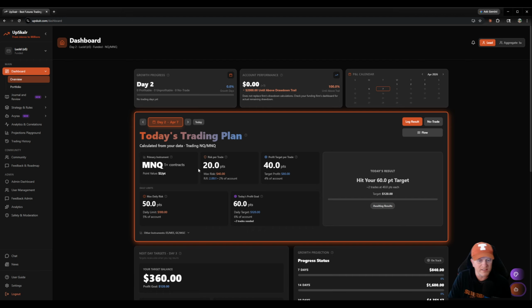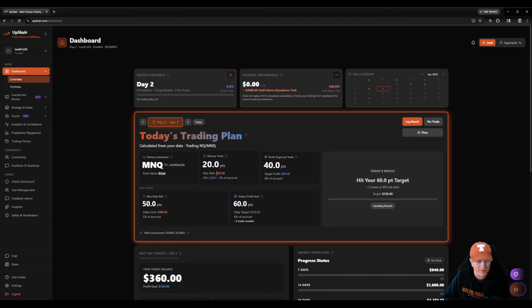So with the current risk settings that I have with $2,000 drawdown, it's going to calculate the risk per trade, the profit target per trade, max daily risk, and today's profit goal every day. And that's going to change based on where you are, as far as profit and loss goes. If you're still within the drawdown trail, so again, $50,000 account, let's just say I'm at 50,000, I'm just starting from scratch.